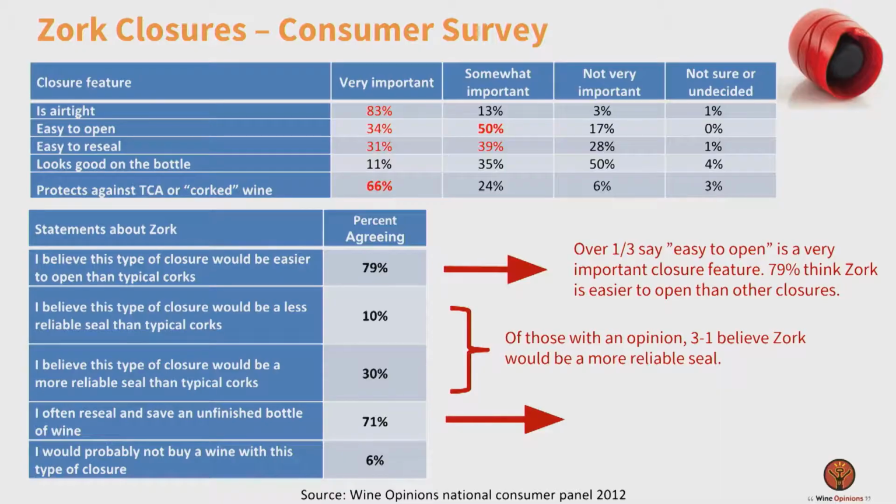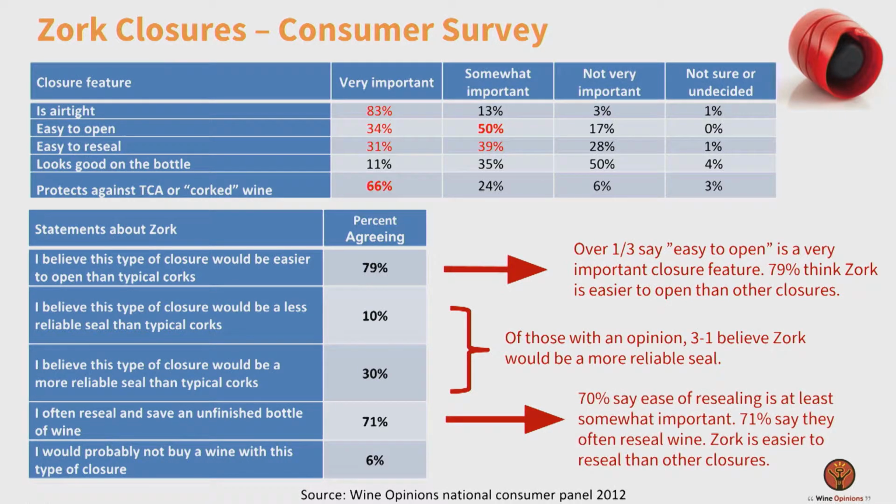Over a third say easy to open is an important closure feature. 79% think Zork is easier to open. Of those with an opinion, 3 to 1 believe Zork would be a more reliable seal than your average closure. And 70% say ease of resealing is important. 71% say they often reseal wine. Zork is easier to reseal than the other closures. Those are 3 consumer research-derived selling points.